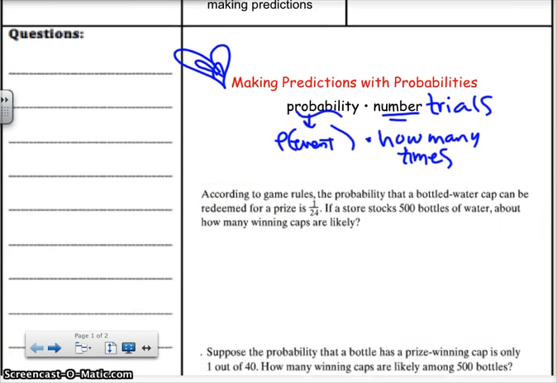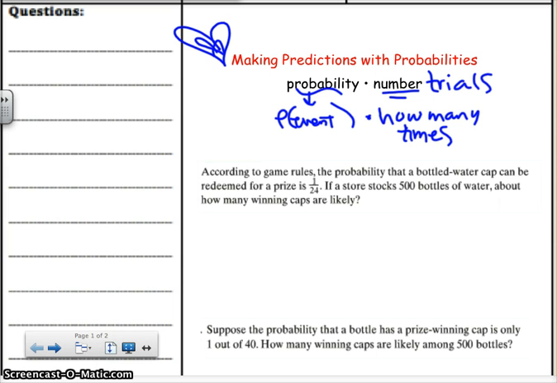All right. Looking at this first example, it says according to game rules, the probability that a bottled water cap can be redeemed for a prize is 1 out of 24. That means that theoretically, in theory, if I have 24 bottles of water, I should have one that I can redeem for a prize. Let's say a store stocks up 500 bottles of water. About how many winning ones should we expect? How many winning caps? So you do the probability of it happening, that's 1/24, times how many I have.